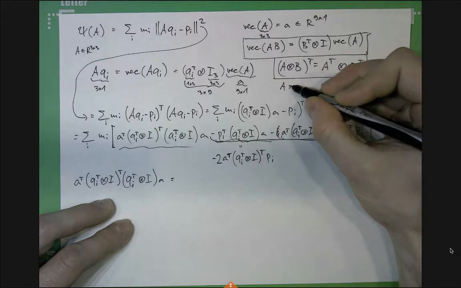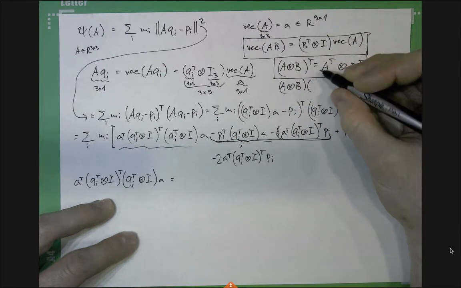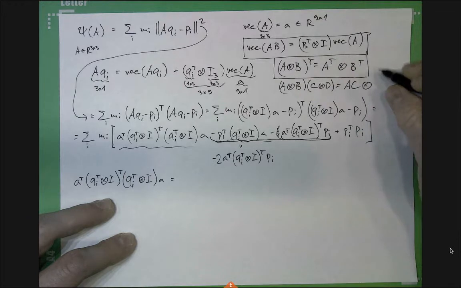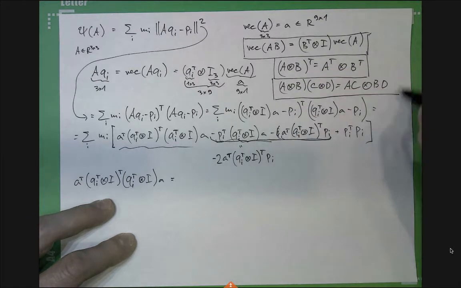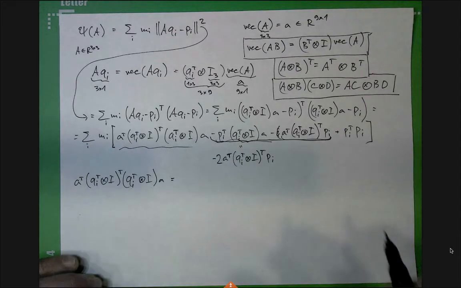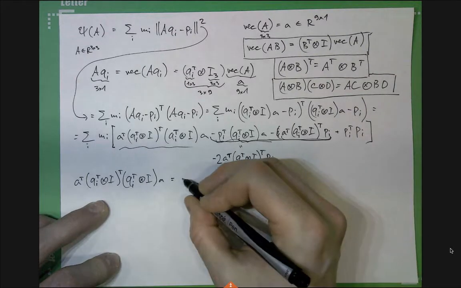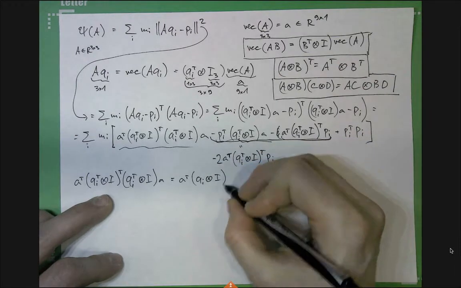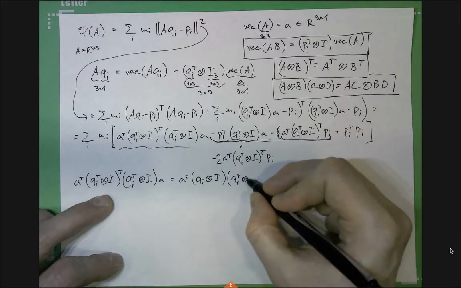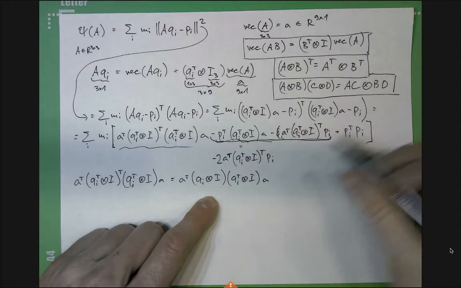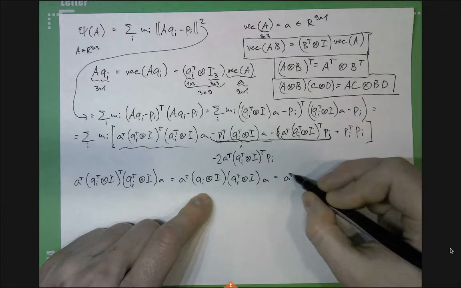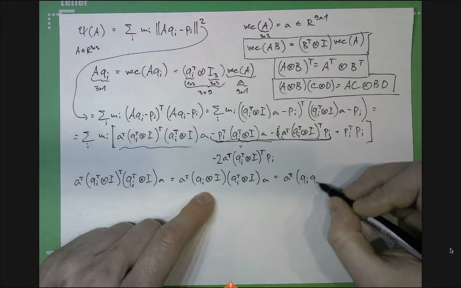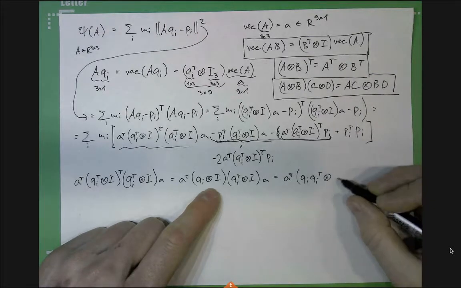The other property of Kronecker products which we will need is this. A Kronecker B times C Kronecker D is equivalent to AC Kronecker BD. That's another fact, a purely algebraic thing. So if I apply the first property there, I just get rid of the transpose here. This is an identity matrix, so transposing it does nothing. And here I apply the second property, so this will be equivalent to QI transpose QI Kronecker identity with identity, which is of course identity.